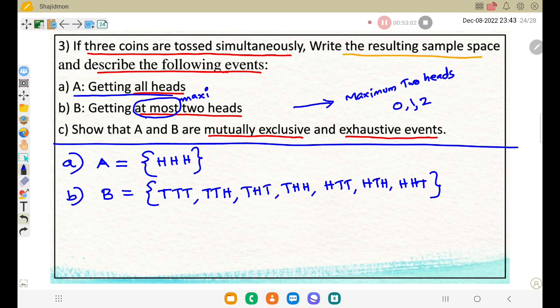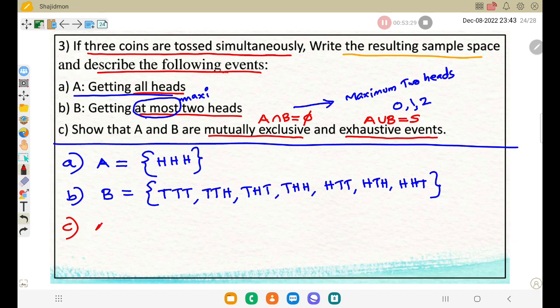Now third part, C part. That is the important part, C part. Show that A and B are mutually exclusive and exhaustive events. What is the meaning of mutually exclusive? We discussed, A intersection B should be empty set. Check that one. Exhaustive means what? A union B should be equal to the sample space. We need to show this.